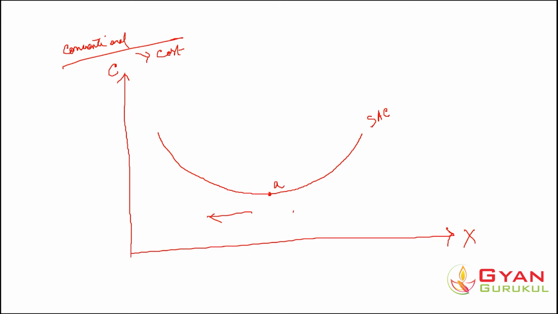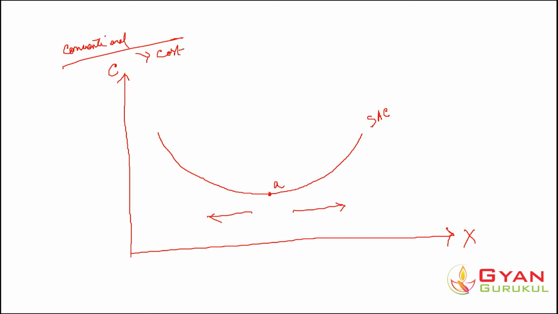Now towards the right of point A, what happens? We utilize our prevailing factors of production at a higher level than the optimal level. This is the optimal size of the plant. Beyond this we are using our machinery at a high capacity, utilizing it overtime. We are forcing our managers or workers to work overtime, which leads to inefficiencies, and therefore the short run average cost increases. That's why we find this kind of shape.